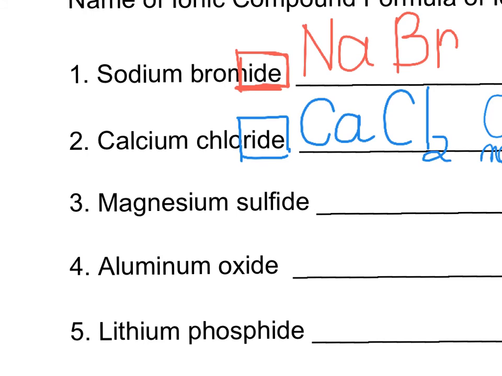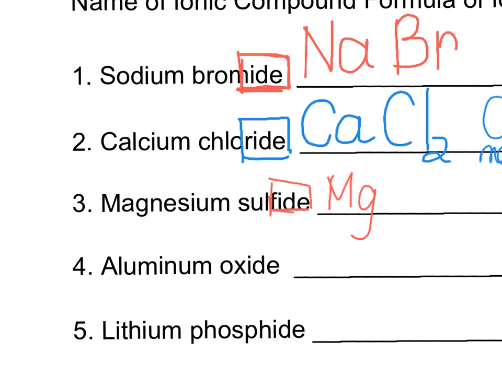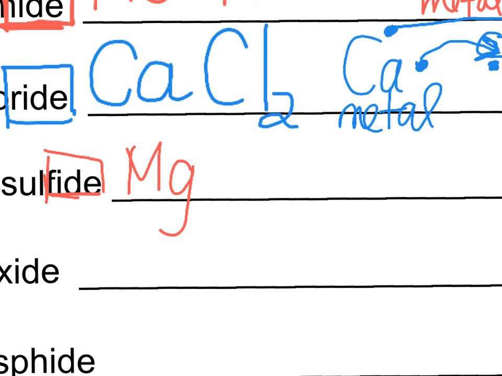I'll go back to red. Magnesium sulfide. Hopefully you found magnesium as Mg. Again, same spiel I'm going to give here. You're not going to find sulfide on the periodic table, but you will find sulfur. We know that after the first syllable, we change the ending to "ide." So sulfur on the periodic table is just S.